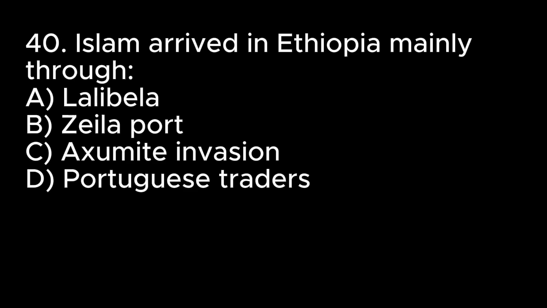39. The Jedio. 40. Islam arrived in Ethiopia mainly through A. Lalibela. B. Zeila port. C. Aksumite invasion. D. Portuguese traders. Answer: B. Zeila was the gateway for early Islam.